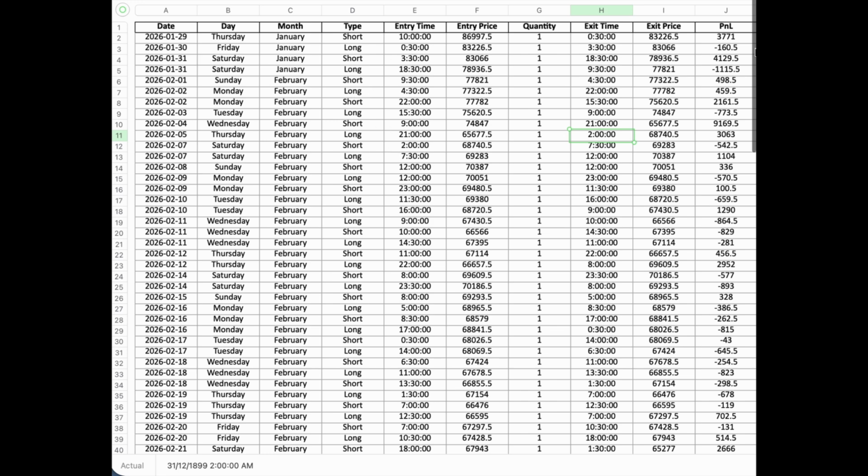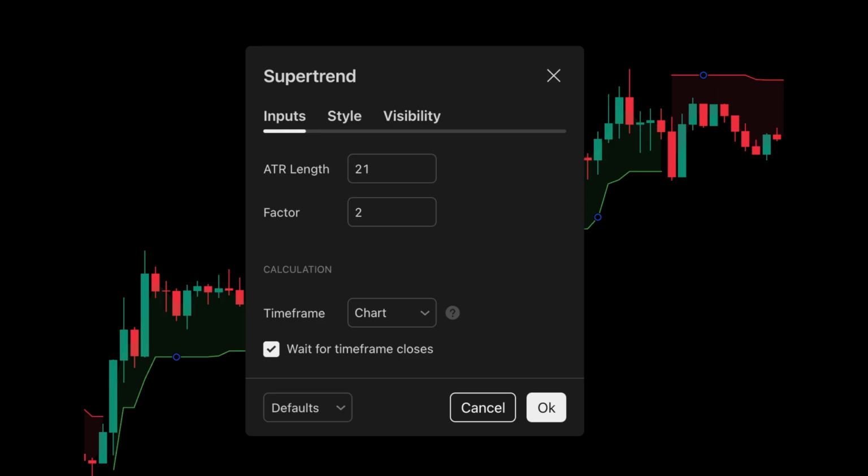Now, one more important thing. The settings used in this strategy actually matter a lot. If you just use the default Supertrend settings, you probably won't get the same results.